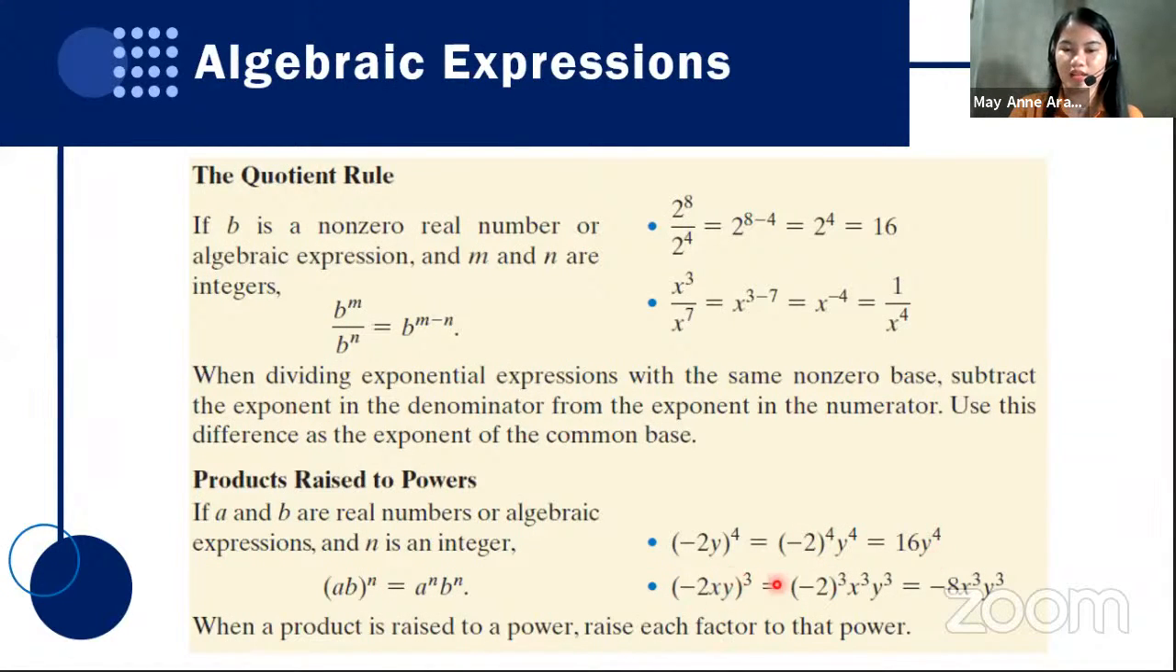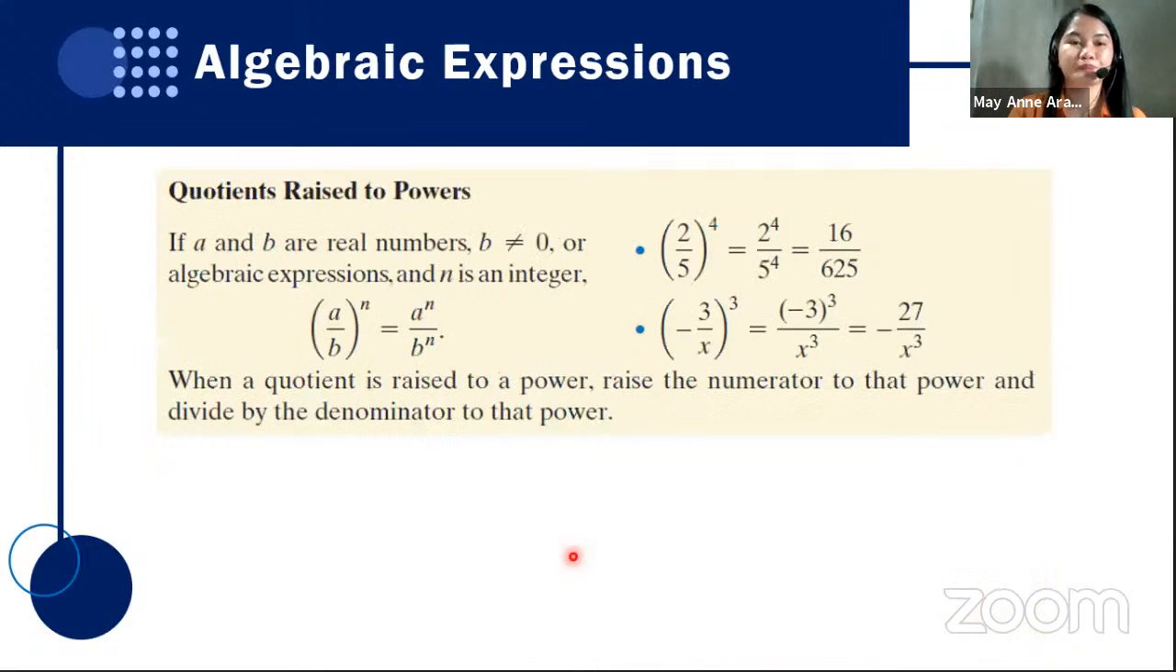And for this, so lahat sila i-raise nyo sa 3. Distribute nyo yung 3. 3, so you have negative 2 cube, then x cube, y cube. So simplify yung negative 2 raised to 3. So since it's a negative number and raise sa odd number, the answer is negative. No, negative 2 times negative 2 is positive 4 times another negative 2, you have negative 8. And x cube, y cube.